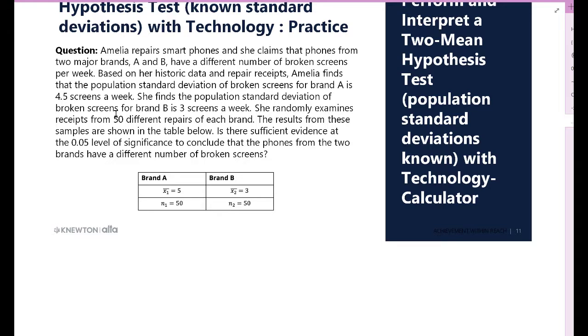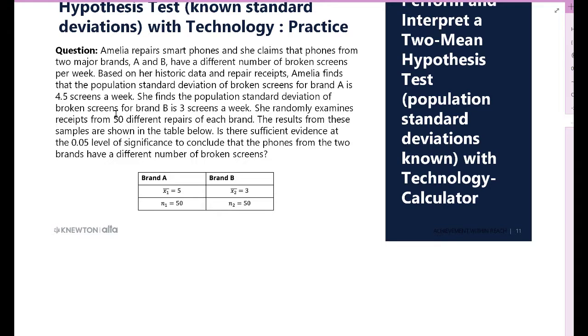The results from these samples are shown in the table below. Is there sufficient evidence at the 0.05 level of significance to conclude that the phones from the two brands have a different number of broken screens? Okay, so a lot to unpack here.